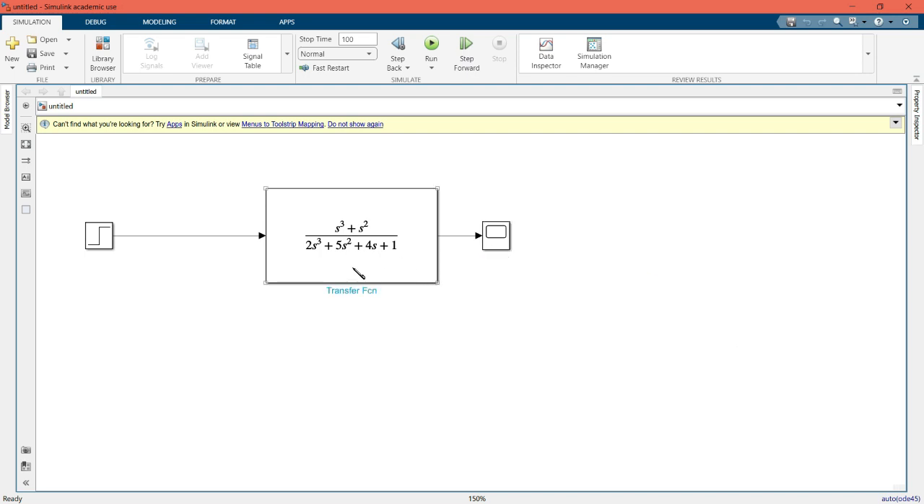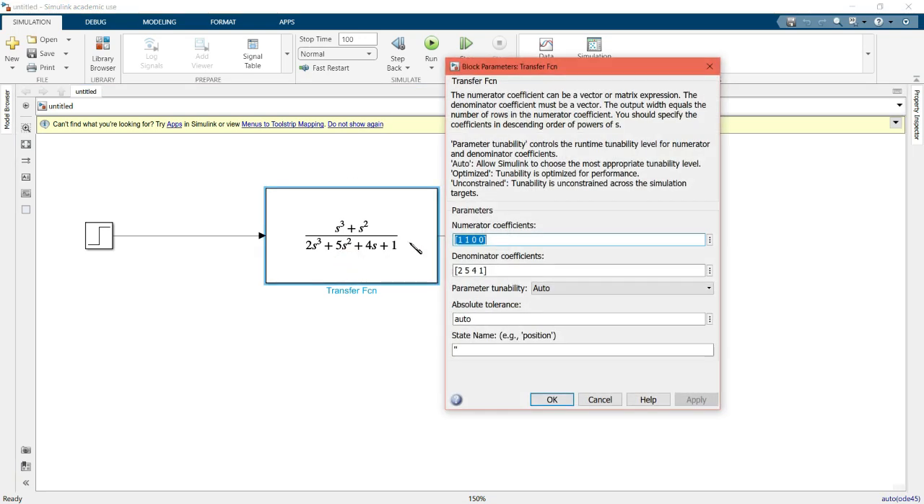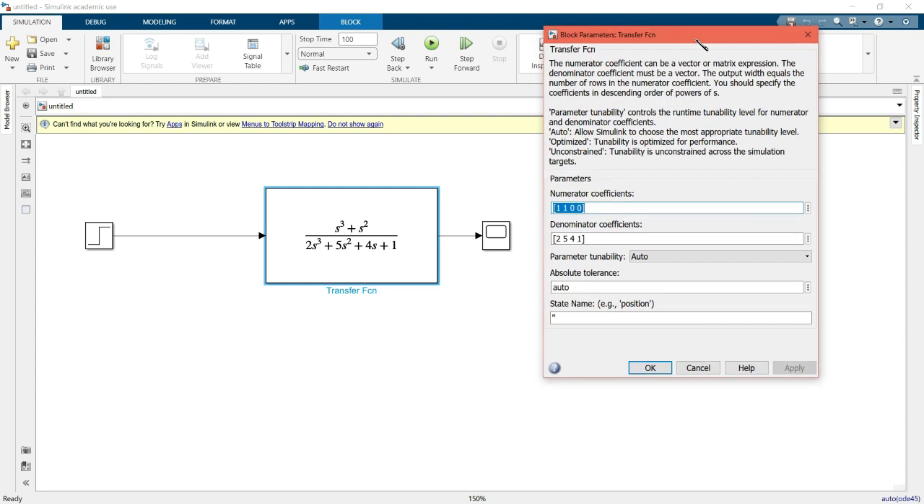Firstly, this transfer function was obtained from the command window, as we saw from the MATLAB coding just now, which was explained by Arvind. And this transfer function block can be edited. All the parameters can be edited. As you can see here, the numerator coefficients are 1 1 0 0. This is because the s cubed and s squared have 1 1 values, and s to the power of 1 and s to the power of 0 are not there, so it becomes 0 0. Same for the denominator coefficients, 2 5 4 1.